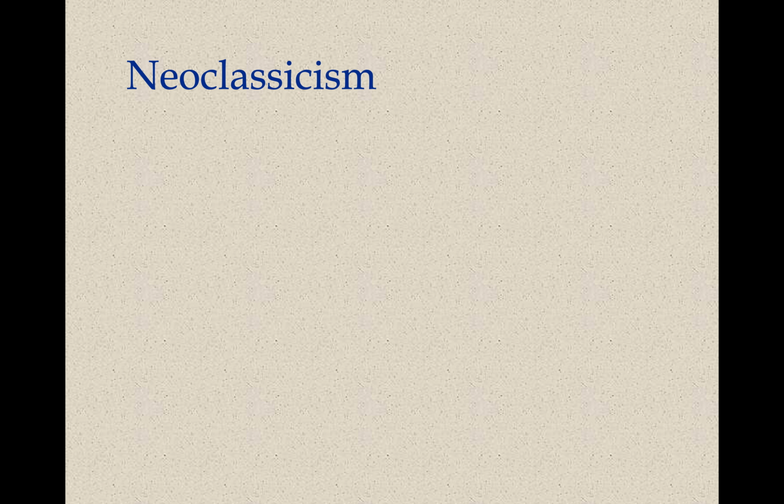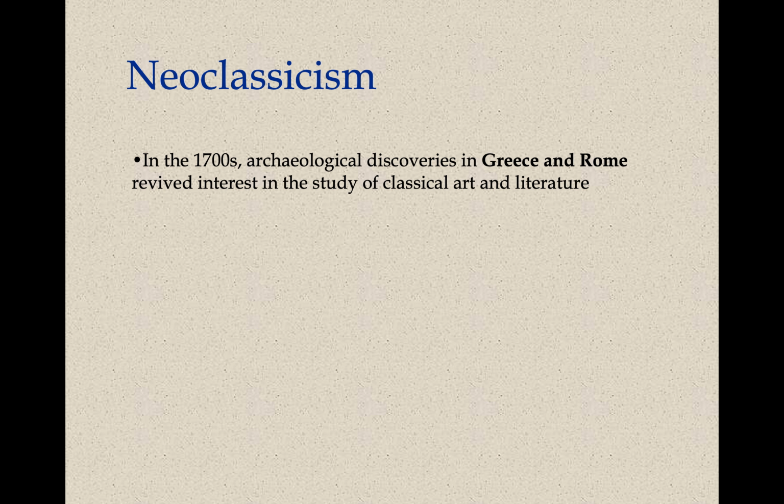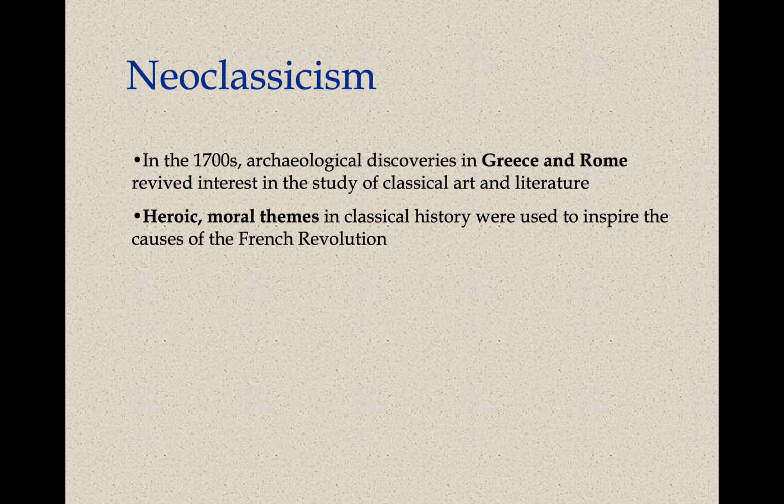All right, Neoclassicism is another really important art form during the 1700s. We're going to see discoveries in Greece and Rome revive interest in the study of the classics. And so what Neoclassicism is, ladies and gentlemen, is they're bringing back the Renaissance. The interest in the Greeks and Romans is going to come back again. A lot of what we saw within the Renaissance is going to come back. Some of those classical themes. We're also going to see some of the heroic and moral themes in classical history very interwoven within the French Revolution, which we're going to be talking about soon.